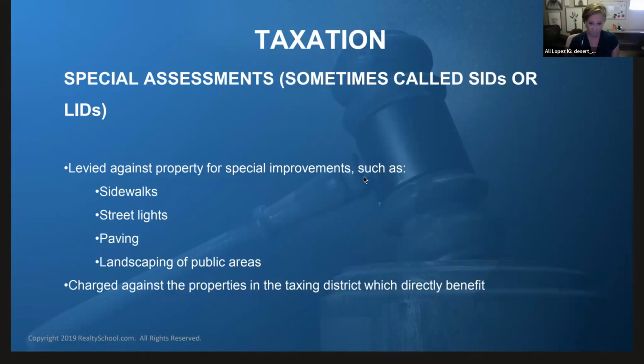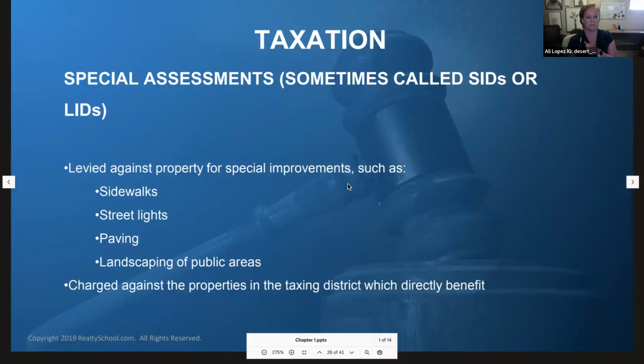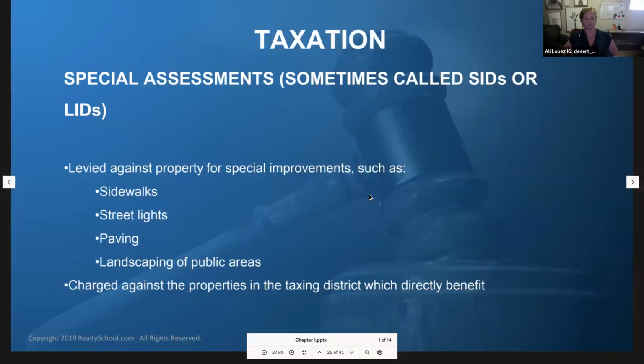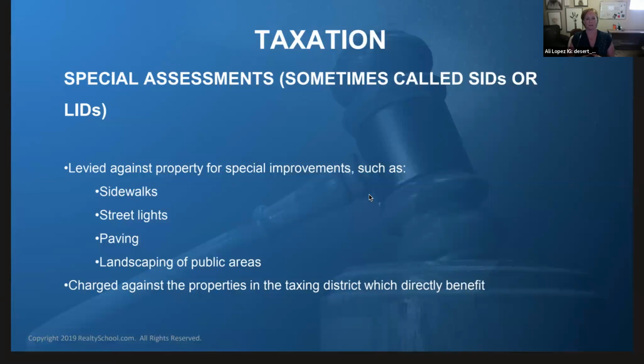Other places, in order to create the sidewalks, to create the streetlights, landscaping of public areas, they take a bond out, borrow money, and let the new homeowner pay off that loan with the property. And these are called SIDs and LIDs. Well, shoot, okay. I thought there was a better explanation. A SID and LID in the community of Inspirata, for example.